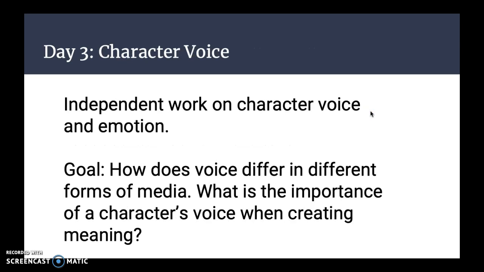Day 3, we would focus on character voice. Most of this day would be independent. They should now read the poem for different voices heard within the poem itself. So in this case, I want them to star or highlight the different character voices they hear and which one they relate to the most.